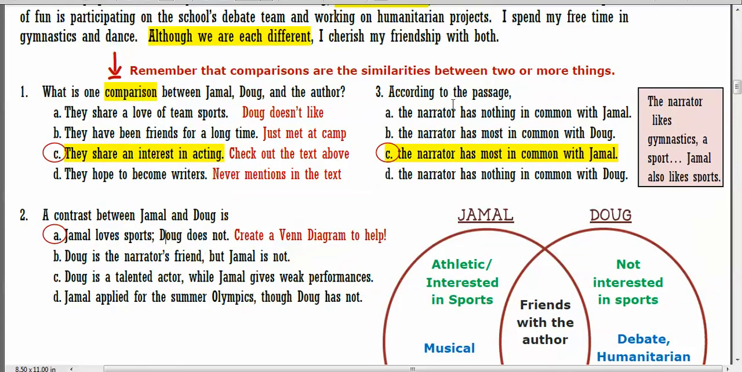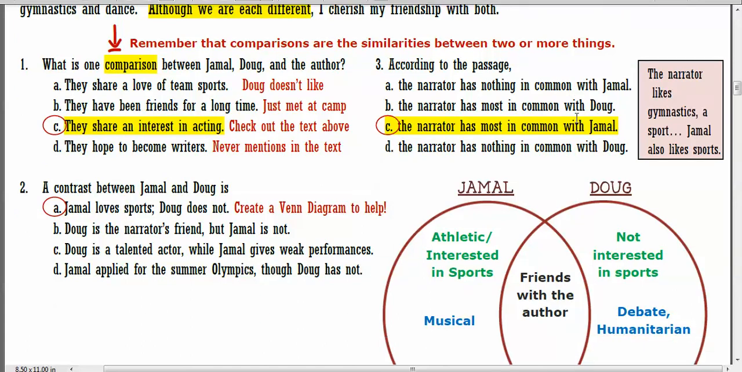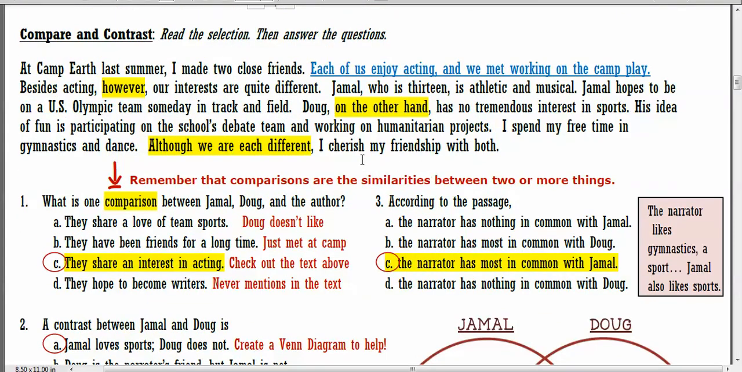If you look at the last question in this section, question 3, it says according to the passage, and here's where it's asking you to really draw a conclusion. The first one says the narrator has nothing in common with Jamal. We know that is not true. Jamal is athletic, and our narrator, as well as the writer, spends free time doing gymnastics and dance. I would consider that to be sports. So both the writer and Jamal like sports. If you look here, the narrator has most in common with Doug. We're not given that information, so we can't draw that conclusion.